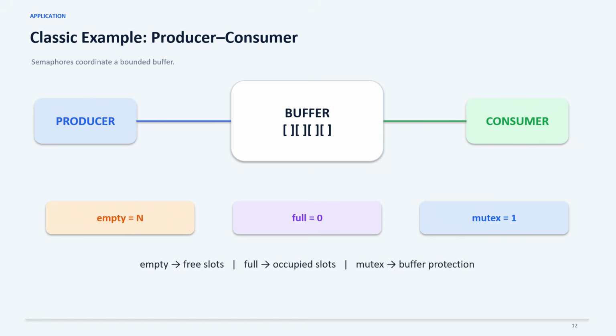We can use three synchronization variables. Empty represents the number of empty buffer positions and is initially n. Full represents the number of occupied positions and is initially 0. Mutex is initialized to 1 and protects access to the shared buffer. The producer must make sure that an empty position exists before inserting an item. The consumer must make sure that an item exists before removing one. This is an important practical application of semaphores.